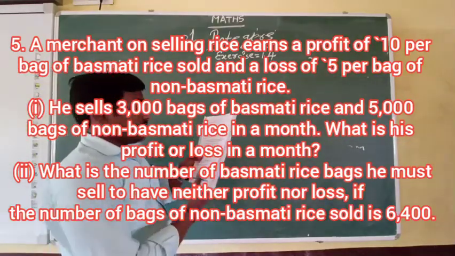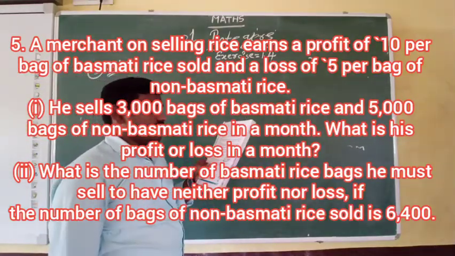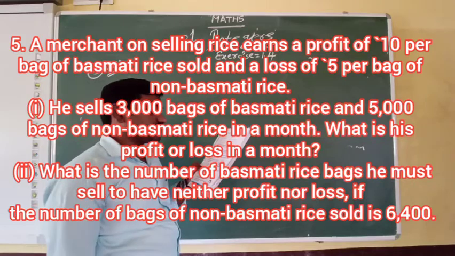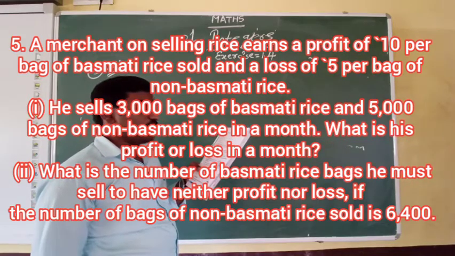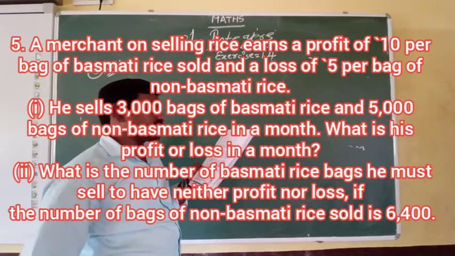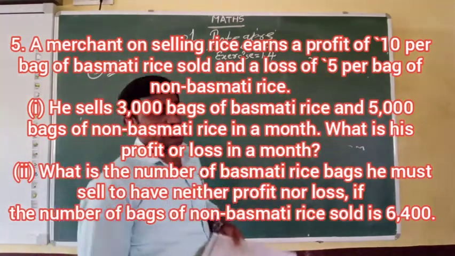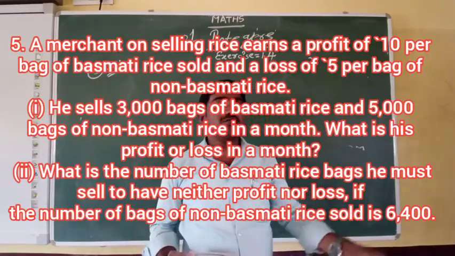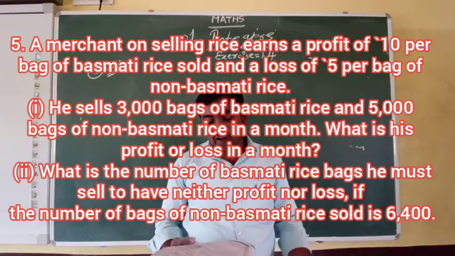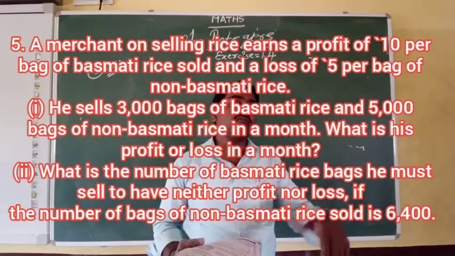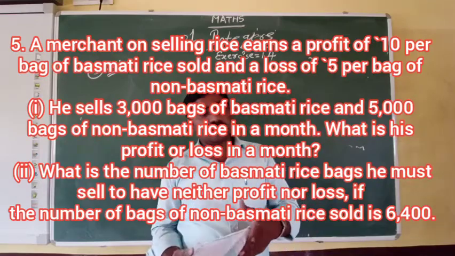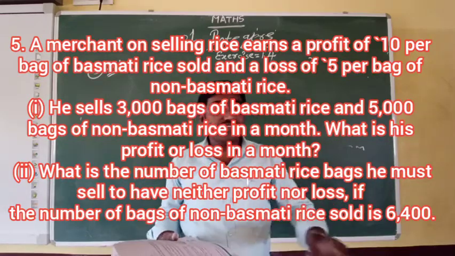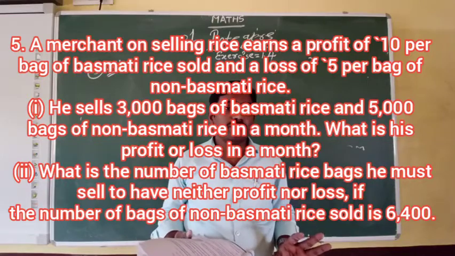Okay, 5th one. A merchant on selling rice earns ₹10 for a bag of basmati rice sold and a loss of ₹5 for a bag of non-basmati rice. So here it is clearly said that a merchant will get 10 rupees profit if he sells a basmati rice bag. He'll get 5 rupees loss if he sells non-basmati rice bags. In a business there will be profit and loss.